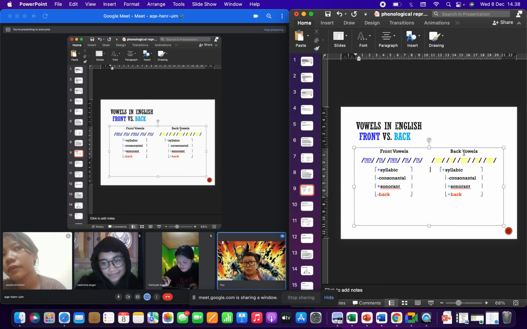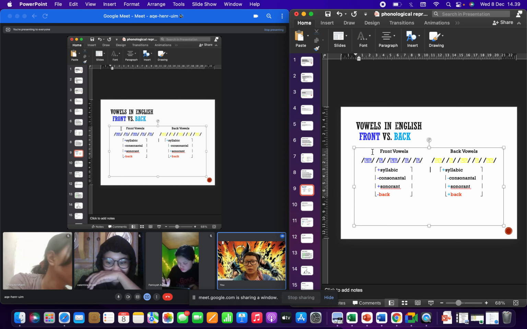If it is back vowels, so of course, a vowel will always be syllabic, yeah. If it is back vowel, it is plus syllabic, and minus consonantal, it is impossible if it is consonant. And it is also plus sonorant, yeah. But if you see from front vowel, it is minus back, yeah. So this is what we understand about the position of vowels in English, when we try to compare between front and back vowels.